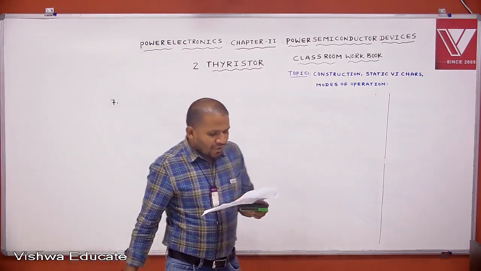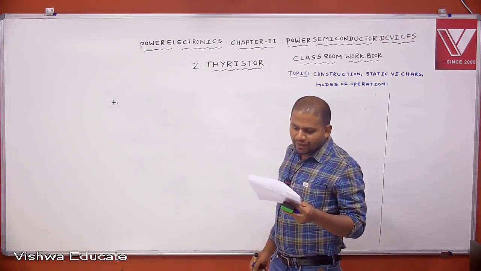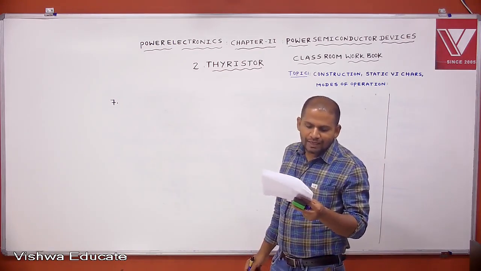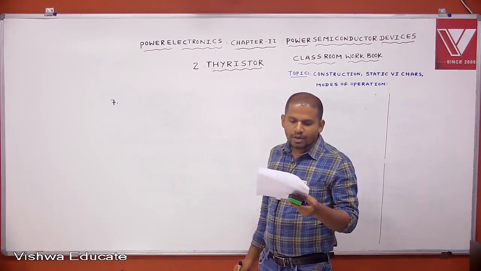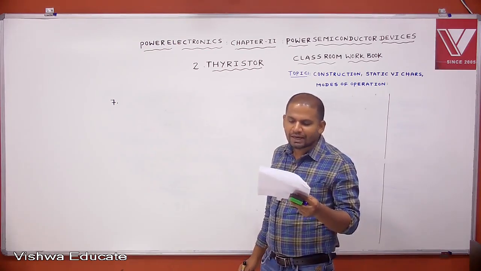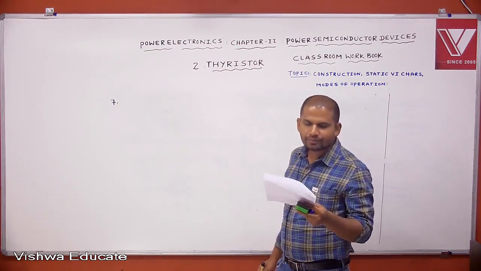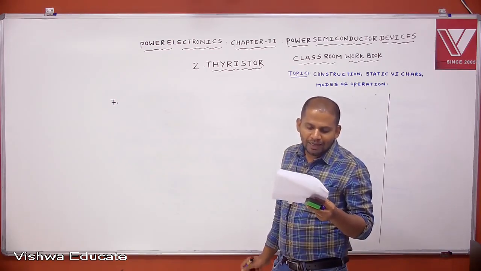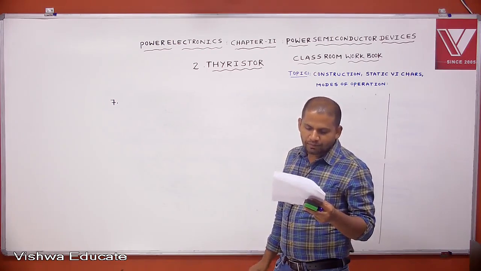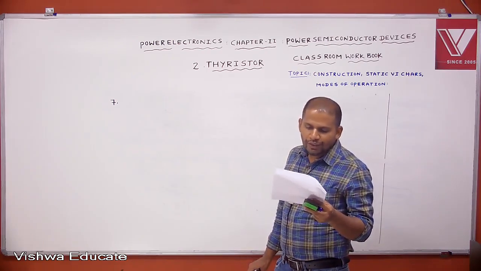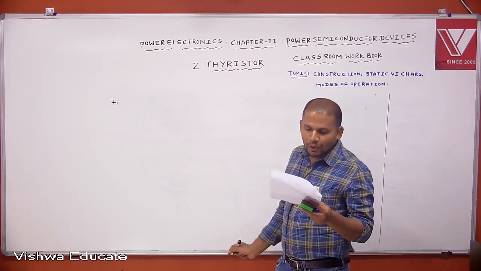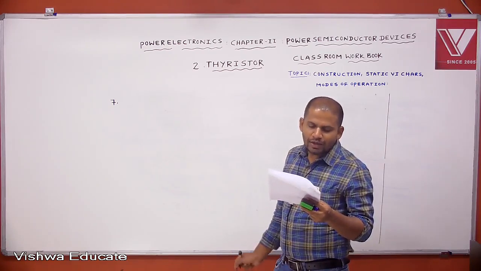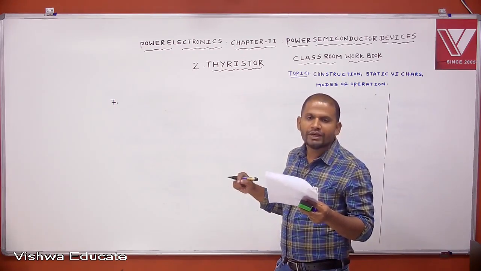The latching current for an SCR inserted in between a DC voltage source of 200 volts and the load is 100 milliamperes. Compute the minimum width of gate pulse current required to turn on this SCR in case the load consists of: A, L equal to 2 millihenry; B, R equal to 20 ohms in series with L equal to 2 millihenry; C, R equal to 20 ohms in series with L equal to 20 millihenry.